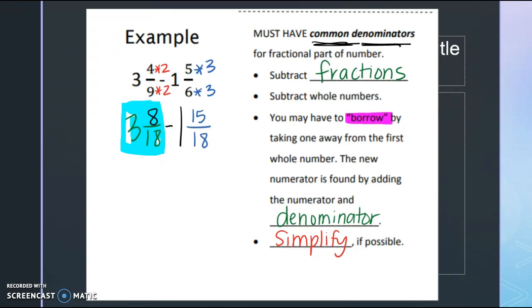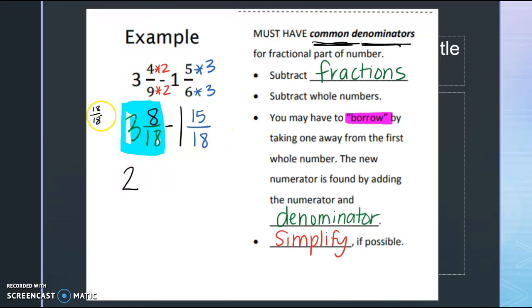We're actually going to borrow from the whole number. So I'm going to take 3 and turn it into a 2. And that one whole that I'm taking away, I'm going to add to this fraction here. When I take one whole away, one whole can be expressed as 18 over 18. That's 1 when you simplify it. Since our fraction has a denominator of 18, I'm going to change this to be 18 over 18.